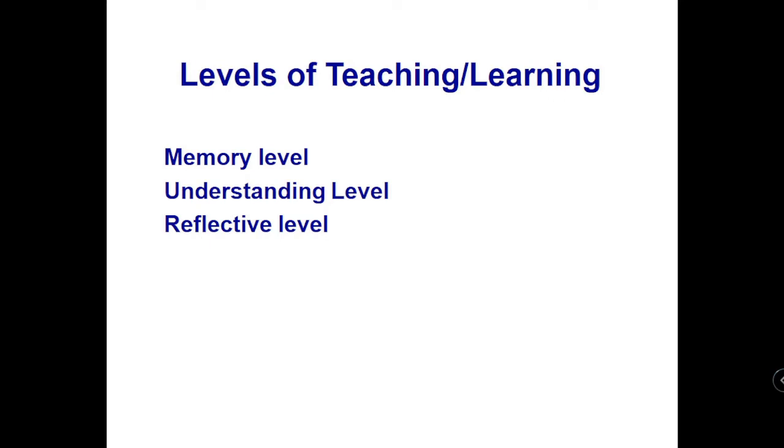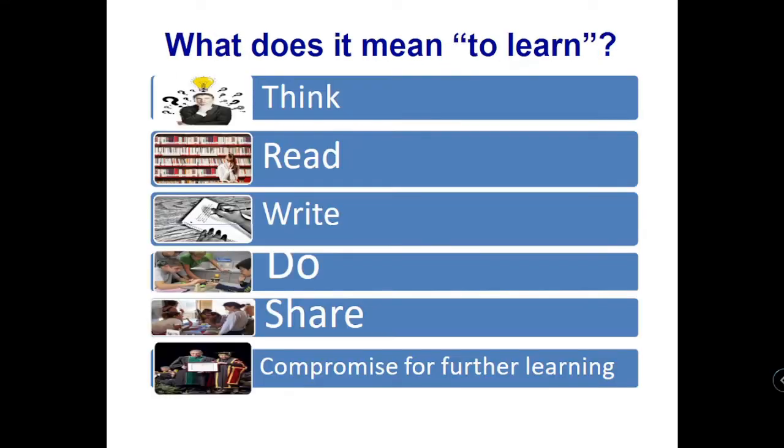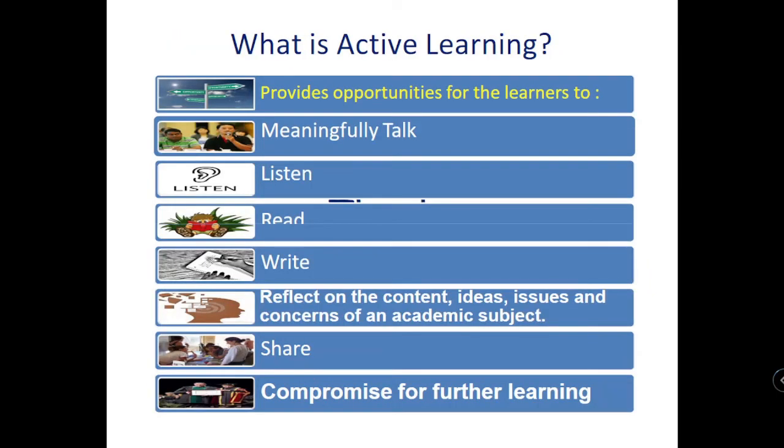There are 3 kinds of students in our classrooms. We must follow this level among the students. What does it mean to learn to think, to learn to read, to learn to write, to learn to do, to learn to share, to learn to compromise for further learning? How to think, how to read, how to write, how to do, how to share, and how to compromise for future and further learning. We should create the opportunities. So then what is active learning?